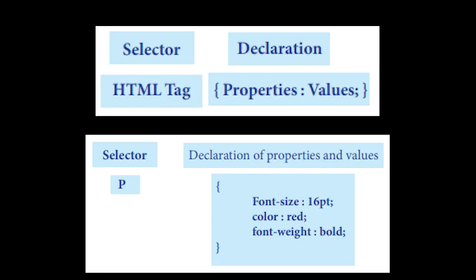We'll see an example for that. First, selector means any one HTML tag. It may be P, which is an HTML tag, right? Any one HTML tag will be there in the selector part. And the declaration of properties and values will start and end with a flower bracket, and inside that we'll have properties and values. Font size is a property and the value is 16. Color is a property, red is a value. Font weight is a property, bold is a value, right?